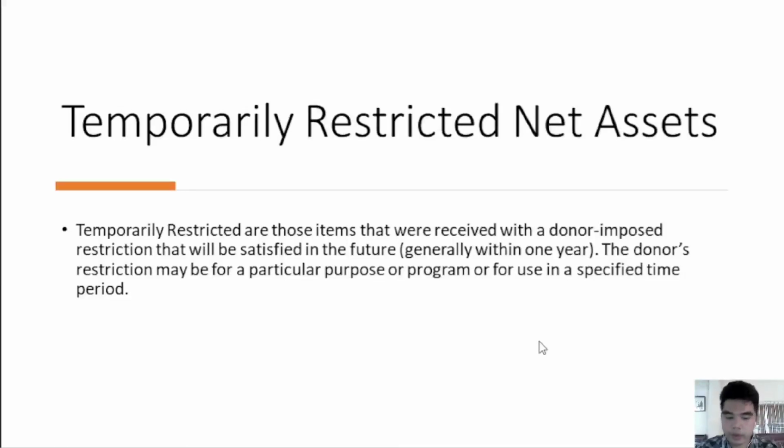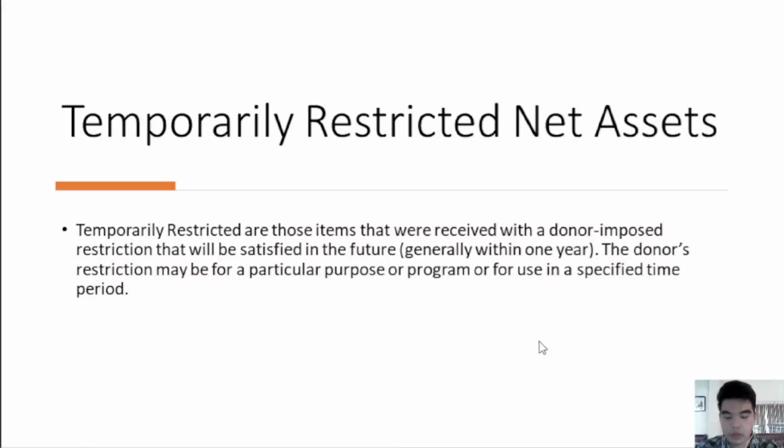So furthermore, similarly, separate line items may be reported within temporarily restricted net assets or in notes to financial statements to distinguish between temporary restrictions for support of particular operating activities, investment for specified terms, use in specified future period, or acquisition of long-lived assets.